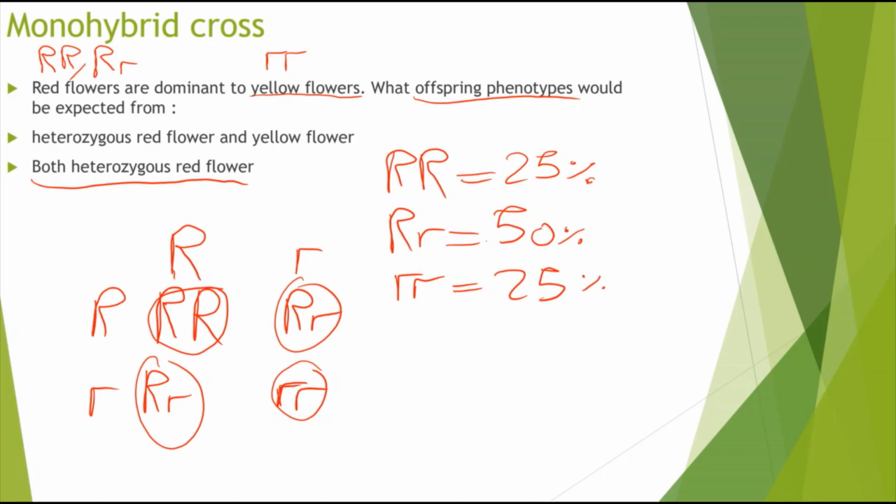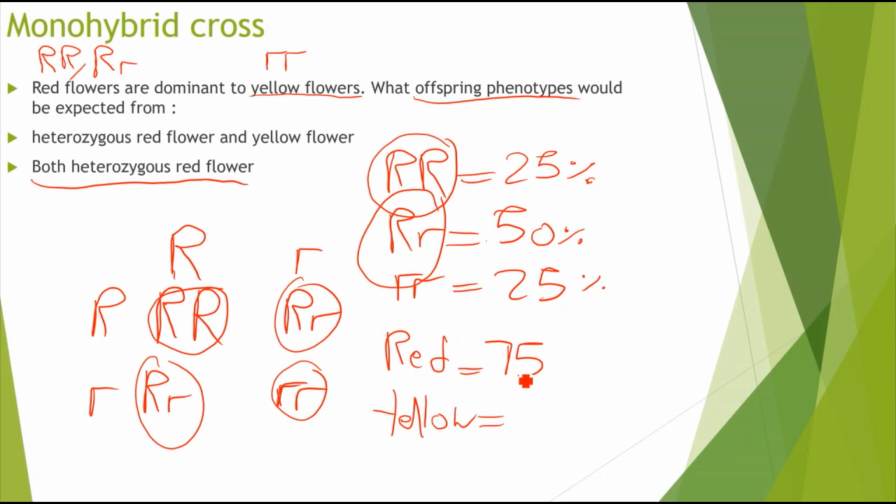So it's asked me again for the offspring phenotypes. So we have red and we have yellow again. In this case, looking at the red, I know that because red is dominant, it will be expressed by homozygous dominant as well as heterozygous. So I know for this that will be 75%. I'm simply adding 50% to 25%. And for the yellow, I only have 25% because it has to be homozygous recessive. So in that case, the ratio is 3 to 1 for this.